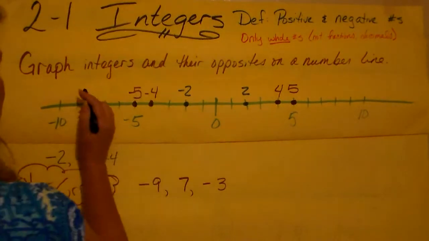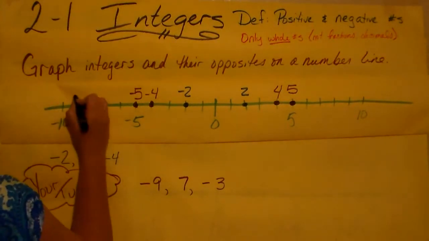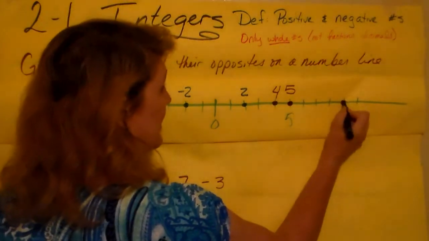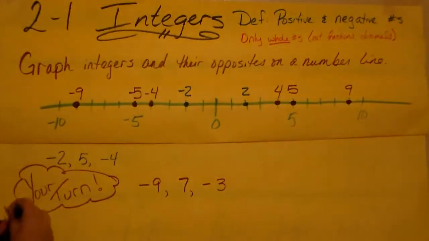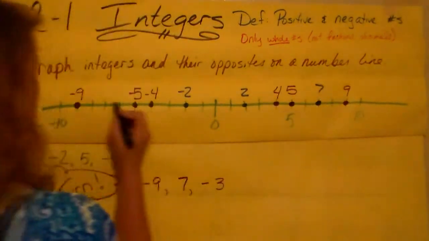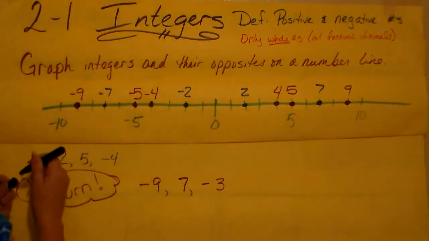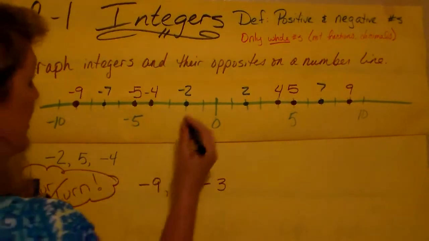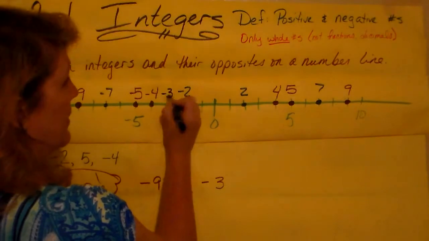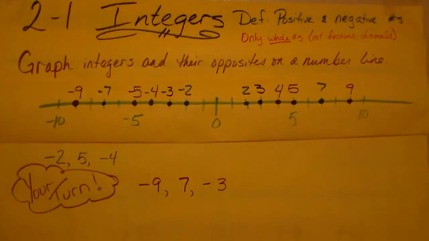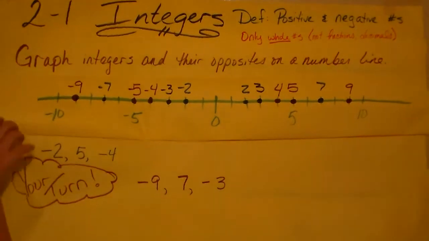All right, so -9 starts way down here, and then +9 is up here. Speed it up a little because I'm sure you're bored. 7 and -7, and then some random other color, -3 and 3. Ta-da! Are you good with this? I hope so.